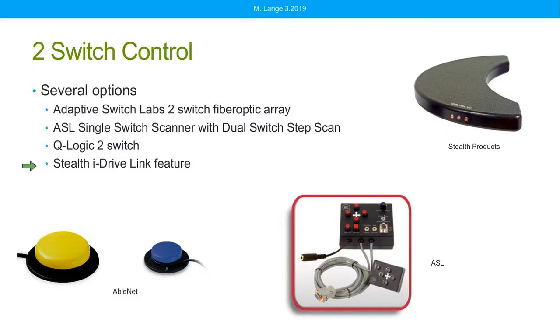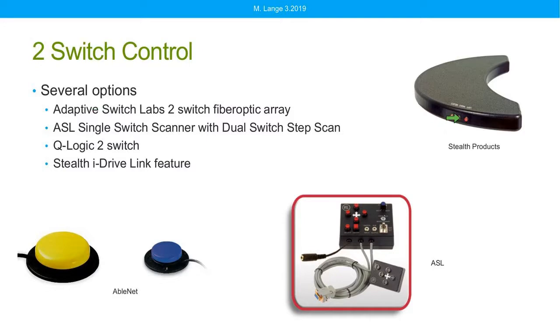In both the Link feature of iDrive and the 2-switch fiber optic array, how this works is if the client covers 2 switches at the same time, these are fiber optics, with 1 finger, it acts as forward. If the client only covers left, the chair goes to the left. If they only cover right, the chair goes to the right.